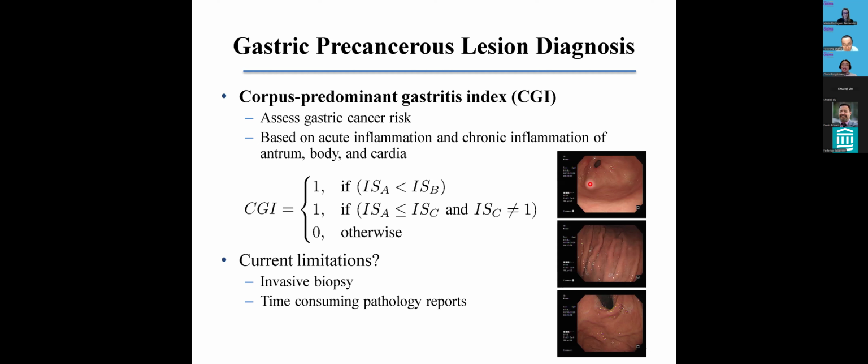So do we have any method to replace the biopsy and also diagnose CGI? This is the goal of our paper. We want to diagnose CGI from endoscopic images. But the question is, the diagnosis of CGI is based on the correlations of inflammation between the entrance and the body, and also the entrance and the cardia. So we need to develop a network to represent the correlations between these gastric sections.